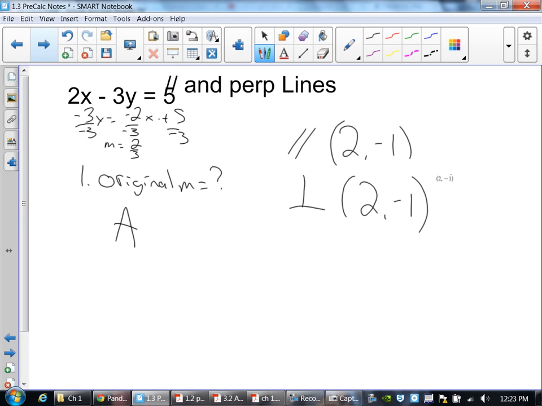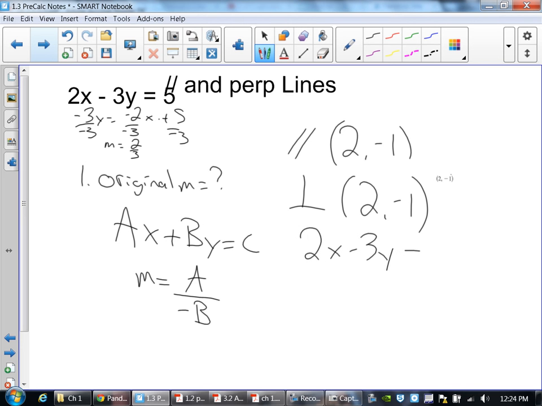When you have standard form of an equation, to identify slope, your slope is A divided by the opposite of B. I'm putting the negative symbol there to show it's opposite. So in our example here, we had 2x minus 3y equals 5. A was 2. B is negative 3. So your slope is 2 over the opposite of negative 3, which is 3.